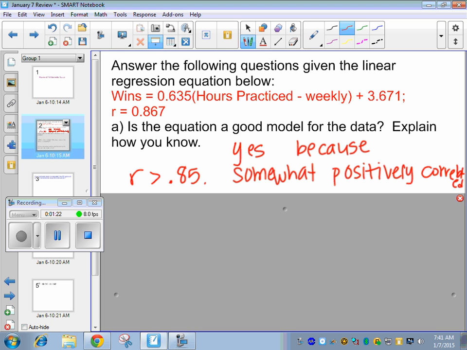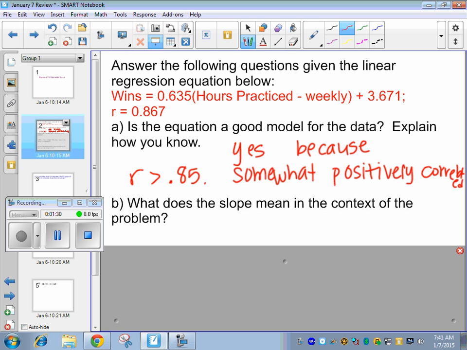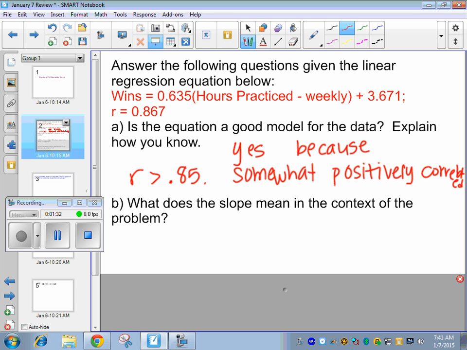All right, so remember, the closer it is to positive 1, the more positively correlated it is, and the closer it is to negative 1, the more negatively correlated it is. Okay, what does the slope mean in the context of the problem? So first of all, who can tell me what the slope is?